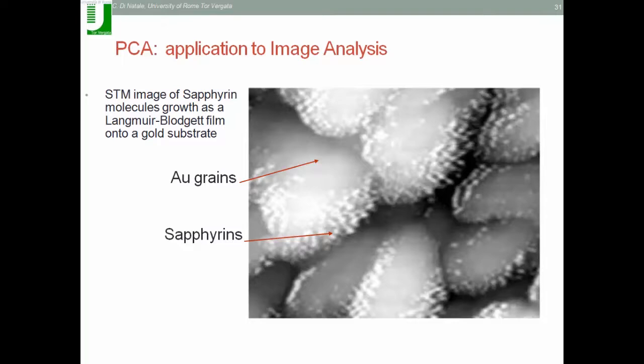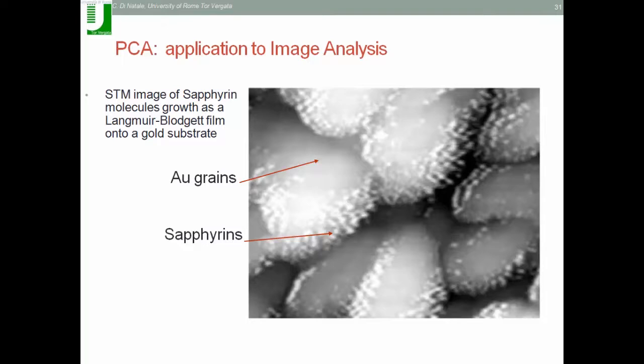If we take an image, this is the image of the molecular layers that have been measured with the technique that I said before. We have, let's say, grains of gold. This is an STM image. We have grains of gold, and these wrinkles here are the molecules, the porphyrins, the sapphyrins, let's say, a kind of porphyrin, that start to grow at the border of the grains.